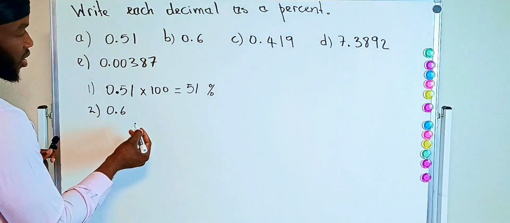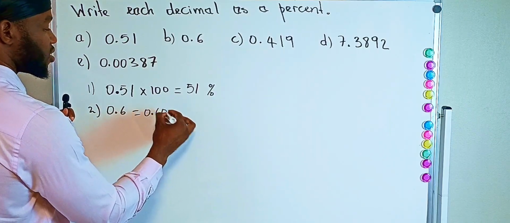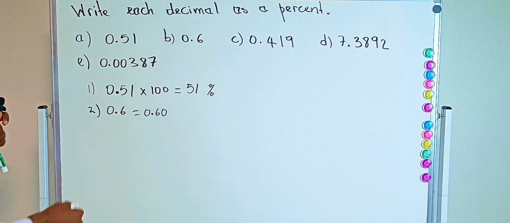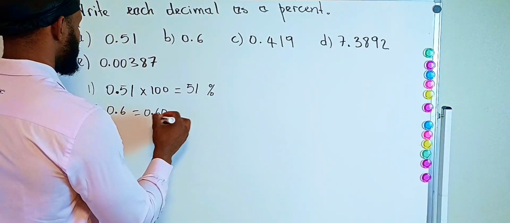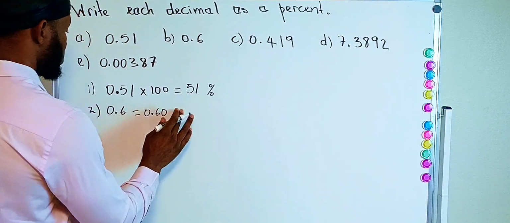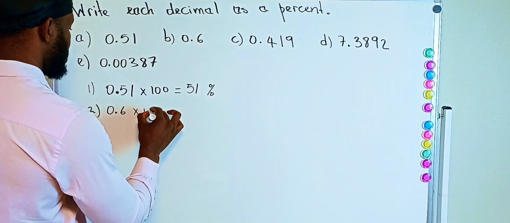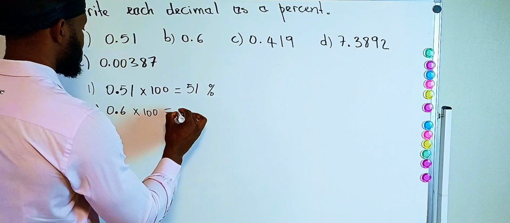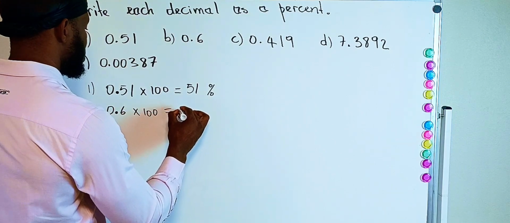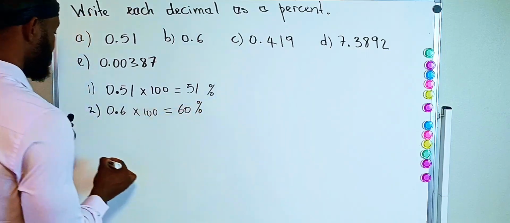So let's go for the second one. 0.6. Don't forget 0.6 equals 0.60. You can put as many zeros as you want, it'll be the same value. So 0.60 multiplied by 100, you just move the decimal point 2 times. That's going to be 60, and you add the percent symbol.